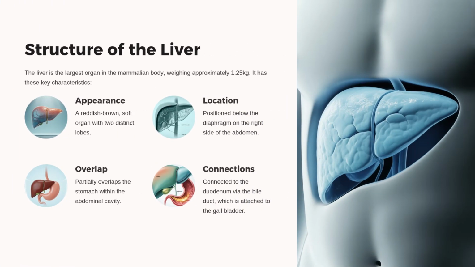body temperature. Structure of the liver. The liver is the largest organ in the mammalian body, weighing approximately 1.25 kg. It has these key characteristics.